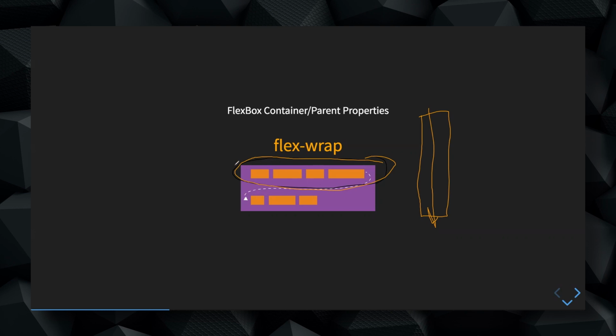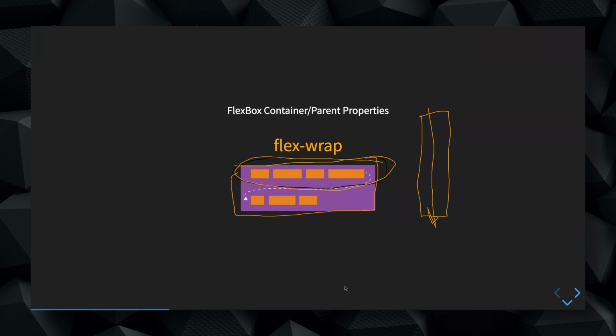So we're still talking about a one-dimensional system, but the items that do not fit on this line go to the next automatically. This is a behavior of Flexbox called flex wrap.